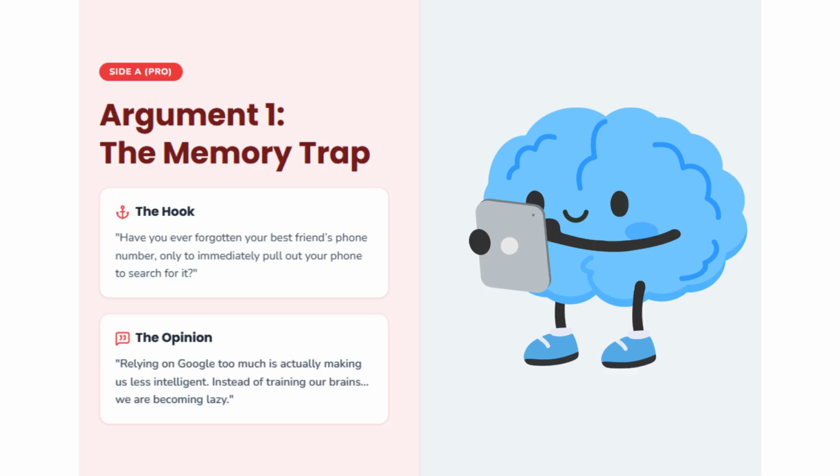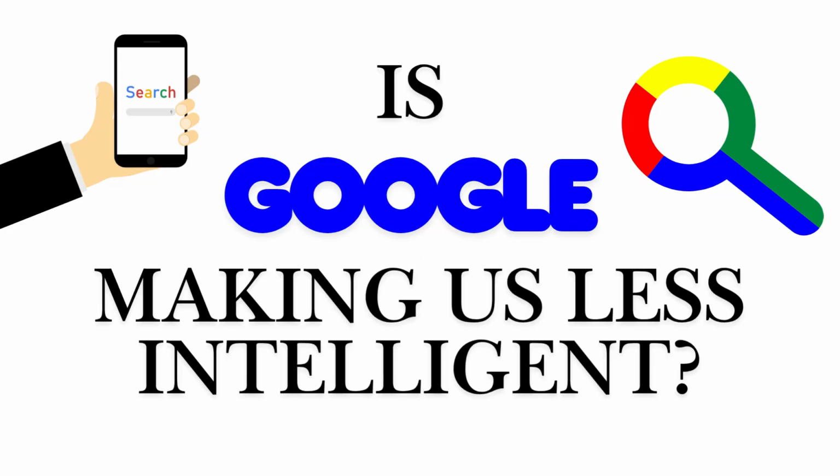Now that we have our roadmap ready, let's explore both sides of the great Google debate so you can decide what to write about. Have you ever forgotten a simple fact, like a friend's phone number or an actor's name, and instantly pulled out your phone to look it up? We all do it. But it begs a massive question. Is Google actually making us less intelligent? Let's dive into both sides of the great Google debate.